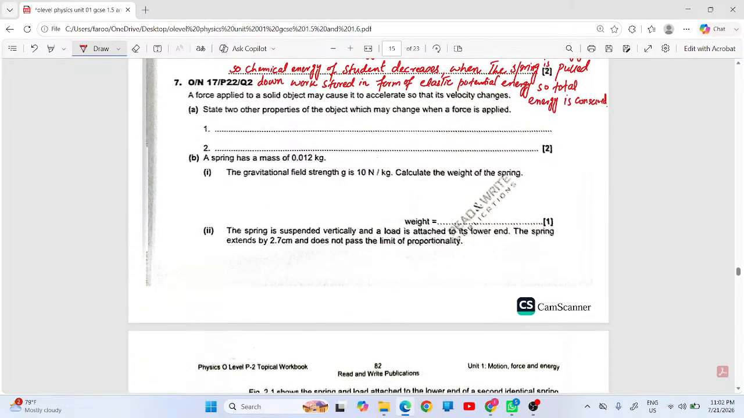Next is a force applied to a solid object may cause it to accelerate. State how it relates to other properties of the object. Shape and size. A spring has a mass of 0.012 kg, the gravitational field strength is 10 N per kg. Calculate the weight of the spring. 0.12.